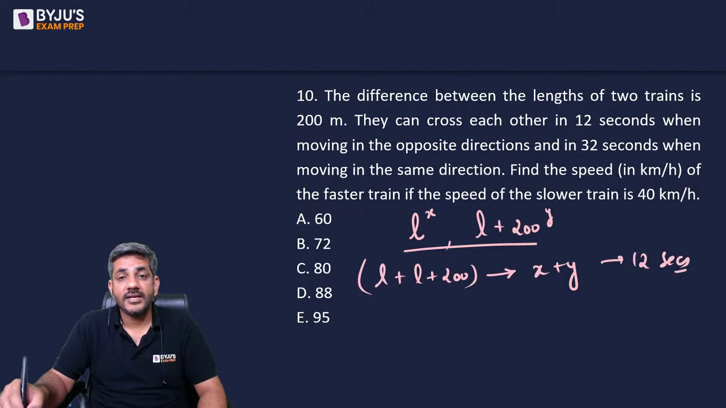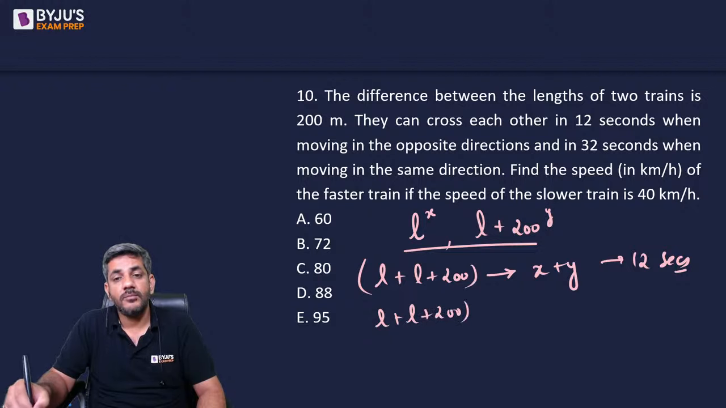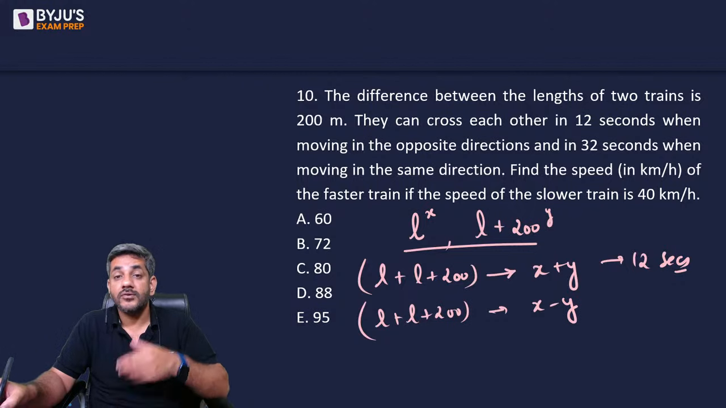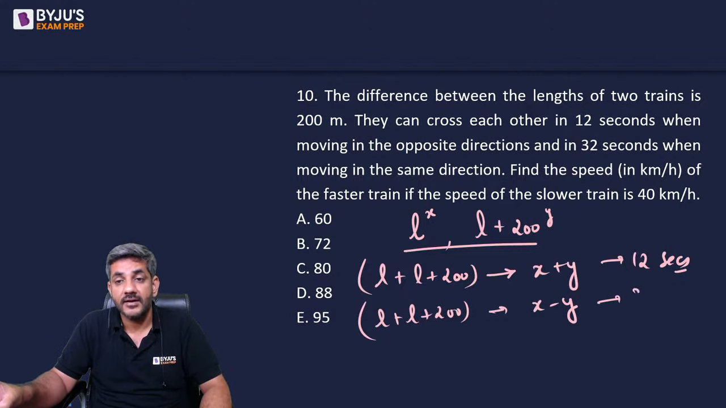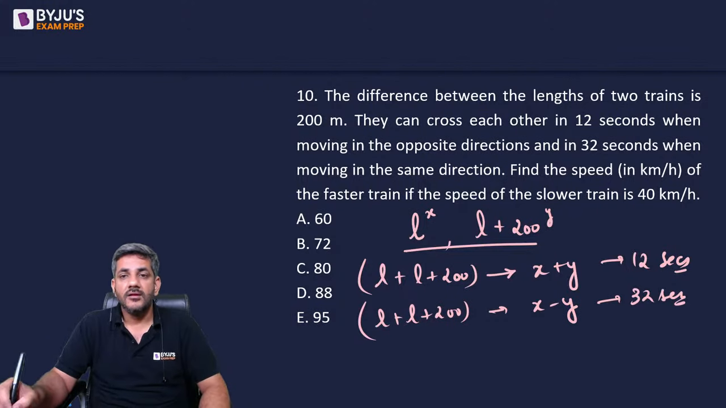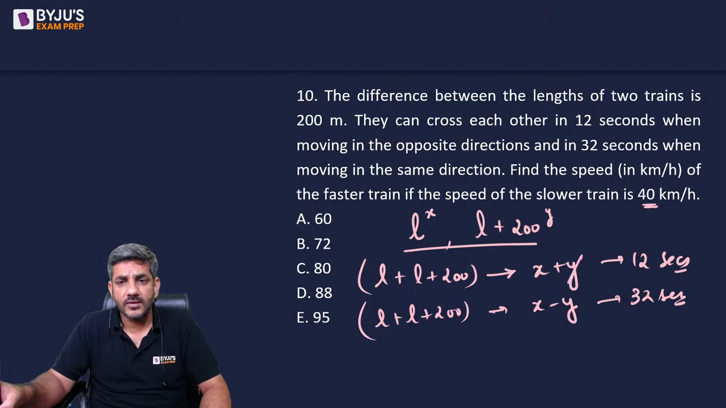And in 32 seconds when they are moving in the same direction, once again they would be covering L plus 200, but at the speed of x minus y, because same direction means the speed should be subtracted, in 32 seconds. Question says find the speed of the faster train if the speed of the slower is 40. So one of them is 40, the slower one is 40. So let's take this as 40. So what is the faster one?